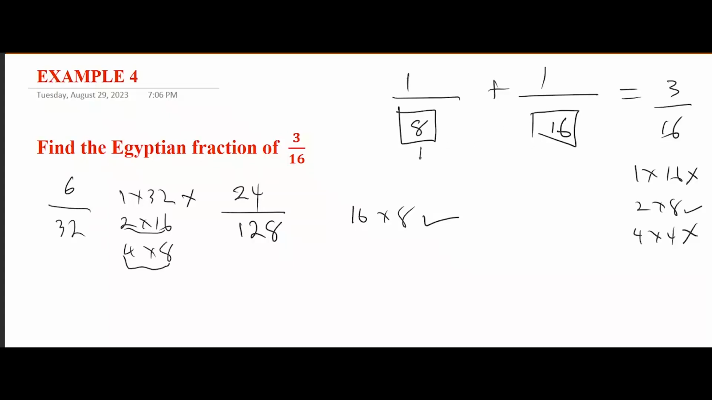Of course, if you add these two fractions and leave your answer in its simplest form, you will surely get 3 out of 16. So this is what the Egyptians do. Instead of writing 3 out of 16, the Egyptians will write 1 out of 8 add 1 out of 16.